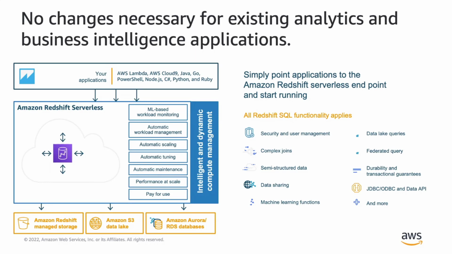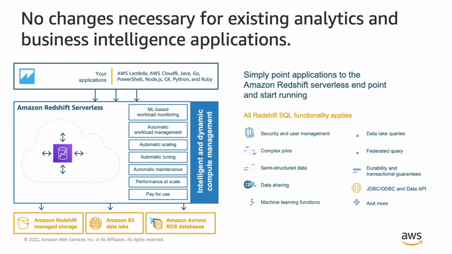All the related services that Amazon Redshift integrates with, such as Amazon Kinesis, AWS Lambda, Amazon QuickSight, Amazon SageMaker, Amazon EMR, AWS Lake Formation, and AWS Glue, continue to work with no changes.